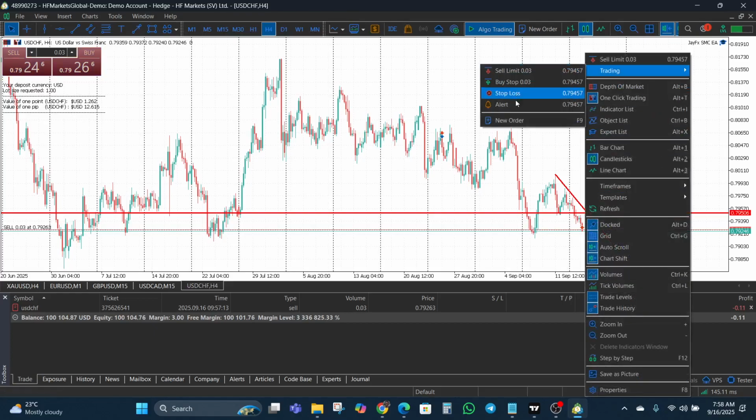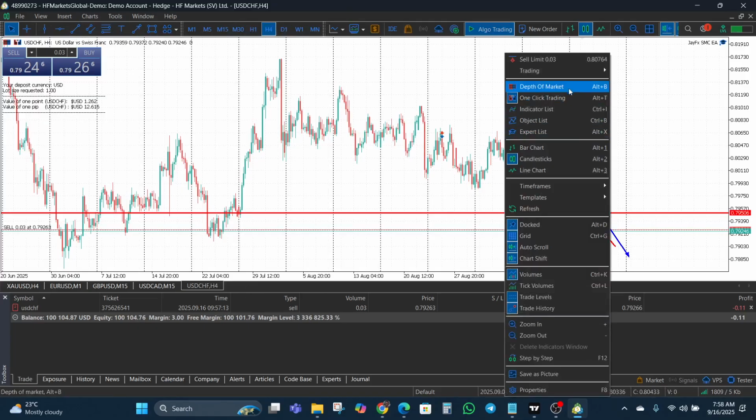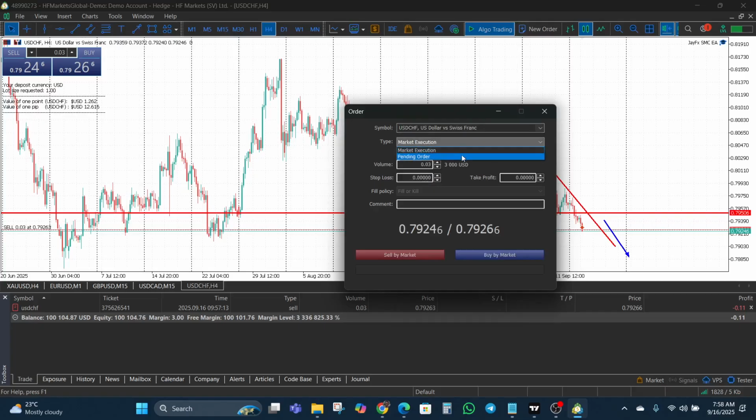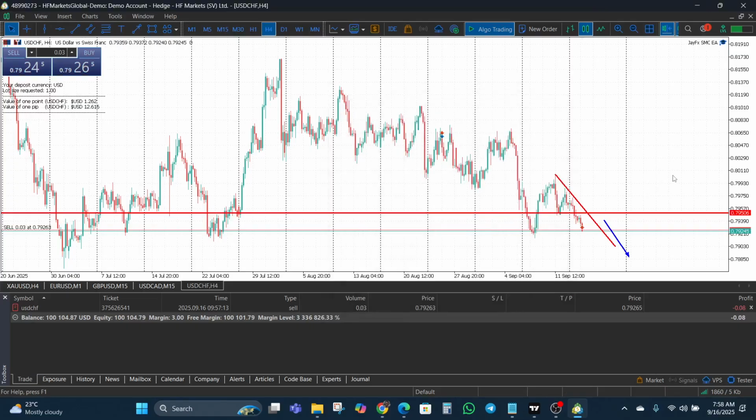You can see we have different pending orders. We have sell limit, buy stop, sell stop, and buy limit. The reason why only sell limit and buy stop show here is because I want to open the pending order at a price that is higher than the current price. But let us just go to new order. You're going to see different pending orders. So you can see we have buy limit, sell limit, buy stop, sell stop, buy stop limit, sell stop limit. Okay. But let's just continue with the example I was giving.